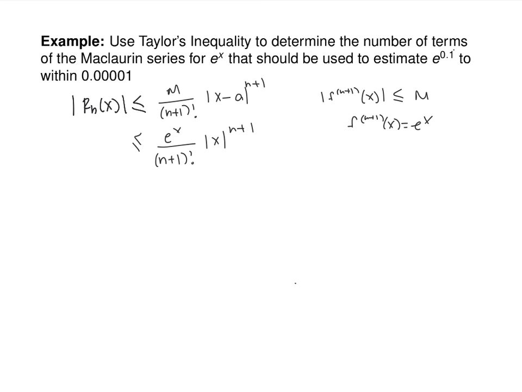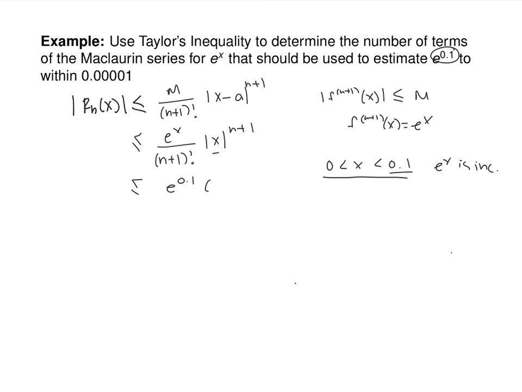And since we're estimating e to the 0.1 and we're using a Maclaurin series, the values of x's we care about will be x's between 0 and at most 0.1. And on this interval, e to the x is increasing, so it's largest at the value of 0.1. So this remainder is less than or equal to e to the 0.1.